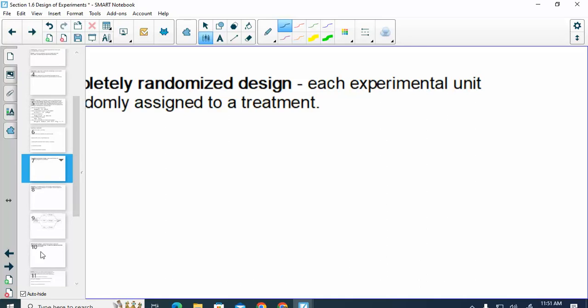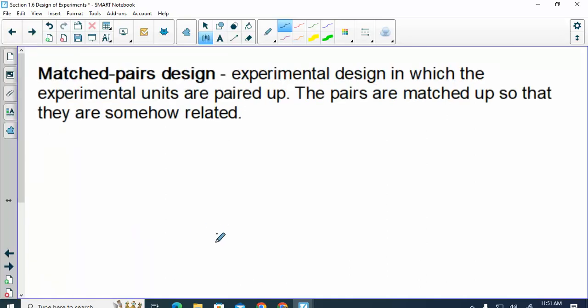We could have a matched pairs design. So matched pairs, we are pairing up our experimental units. They need to be somehow related. So maybe I am going to give a survey to a husband and a wife and see what they think. Or maybe I'm going to see if I'm effective at teaching this class. So I'm going to give you a pre-test, and then at the end I give you a post-test. You have your score from the beginning and your score from the end. So those would be matched pairs data. They are related to one another.